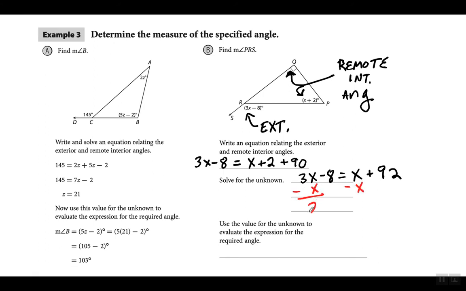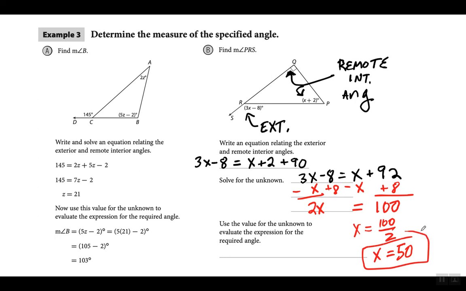This will give you 2x. And move minus 8 to the right, which will give you 100. So 2x equals 100. That means x equals 100 divided by 2. So x equals 50. Okay, x igual a 50.